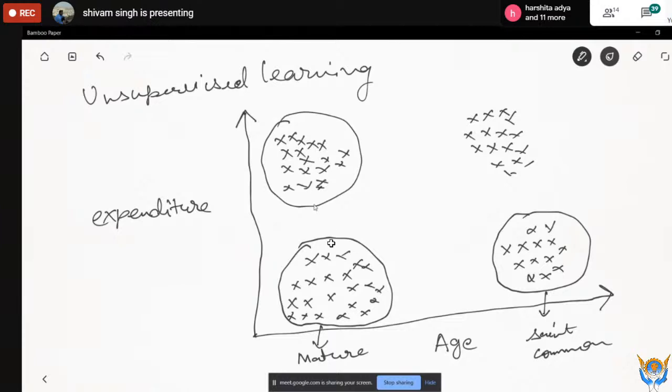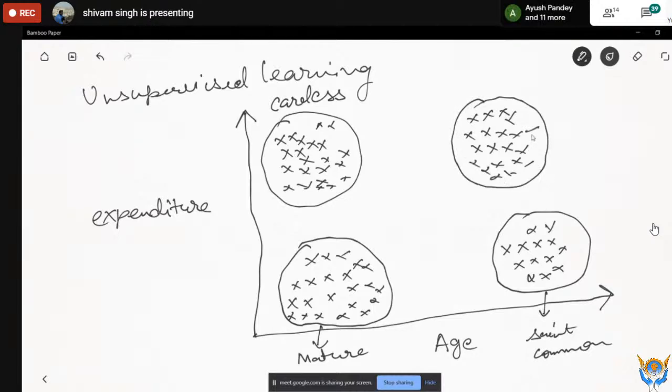Then this is the third cluster. Okay, so what is it? Basically age is less but expenditure is very high, so you can say that they are kind of careless people. Okay, so if age is less, maybe they don't have their own income, or they have very less income, but their expenditure is high, so they can be considered as careless people.